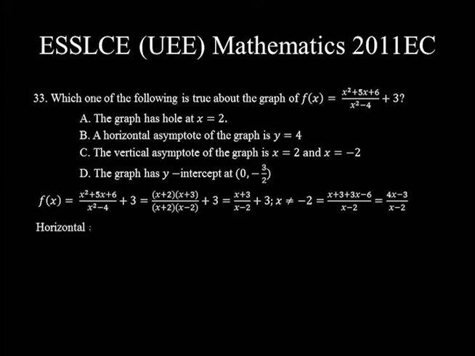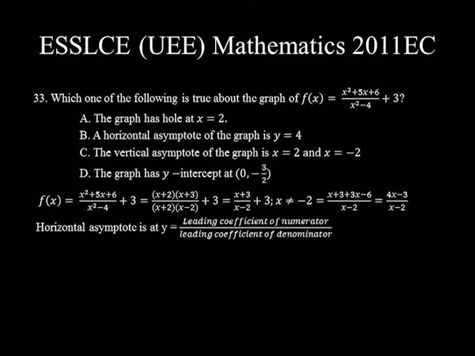The horizontal asymptote is at y is equal to the leading coefficient of the numerator divided by the leading coefficient of the denominator. The highest power at the numerator is x, the coefficient of x is 4, divided by the highest power at the denominator is again x, the coefficient of x is 1, 4 divided by 1 is equal to 4, so choice B is true, or the correct answer is choice B.